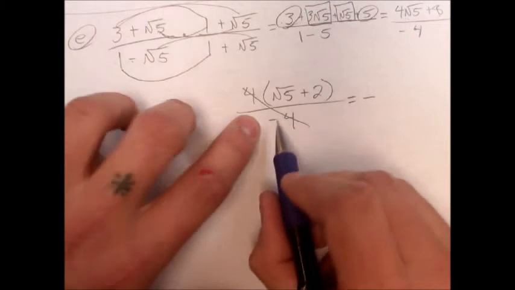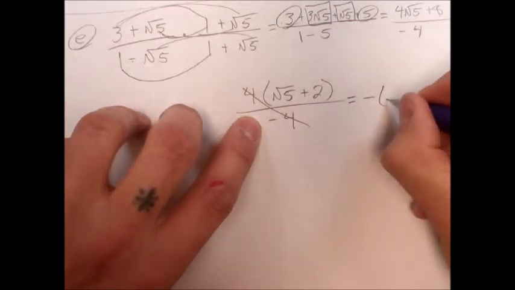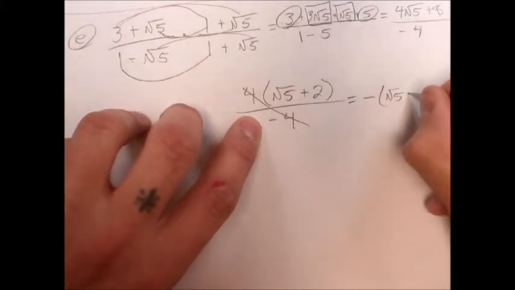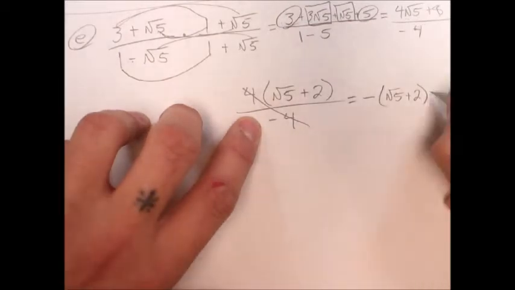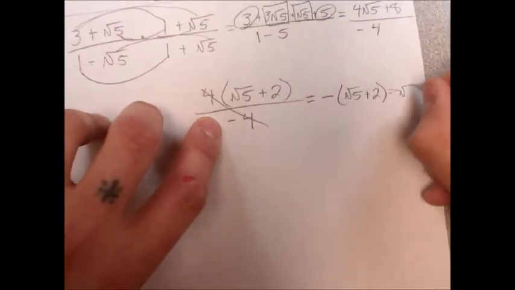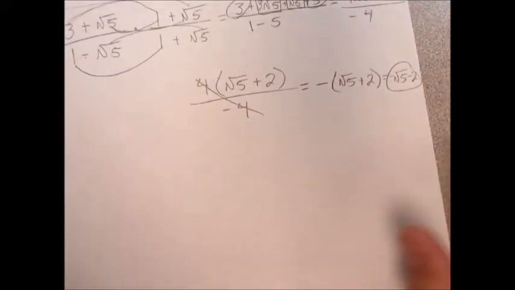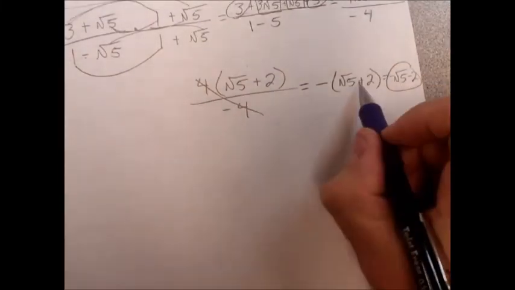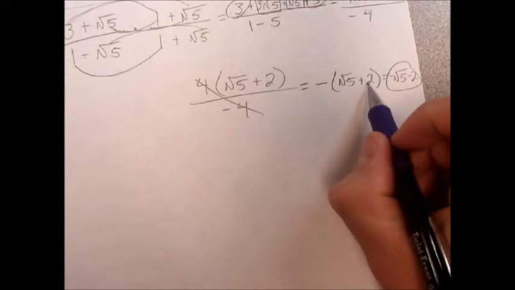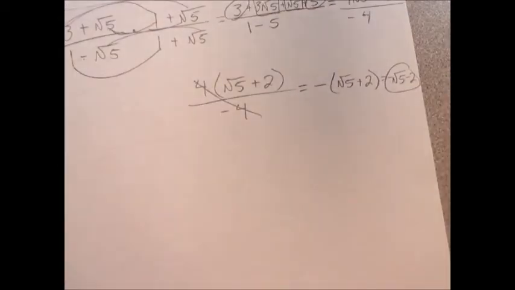I'm going to go ahead and distribute it out here in a second. Square root of 5 plus 2. So I'm going to go ahead and distribute it out, and my final answer will be negative square root of 5 minus 2. Sorry I had to write that so small. But I have to distribute out my negative, so I get a negative square root of 5 minus 2 is my final answer.